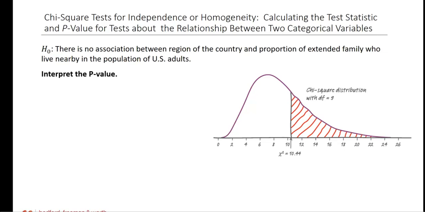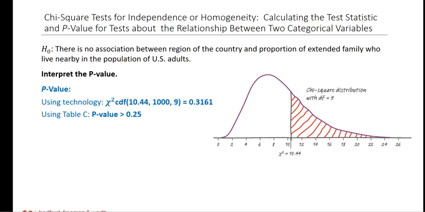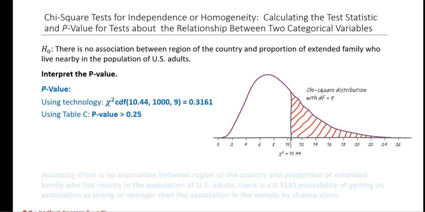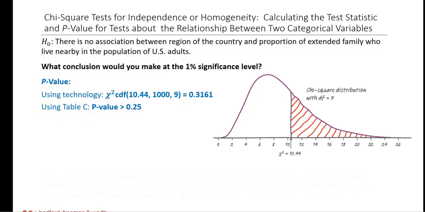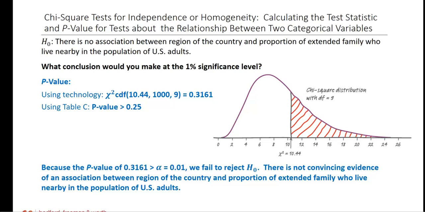Interpret the p-value. If they ask you to do that, that's always a tough question. That means assuming the null is true, so assuming there's no association between region of the country and the proportion of extended family who live nearby, there's a 31.6% chance of getting an association as strong or stronger than the association in the sample by chance alone. What conclusion can you make? Because the p-value is so high, higher than alpha, we fail to reject the null. There's not convincing evidence of an association between those two variables.